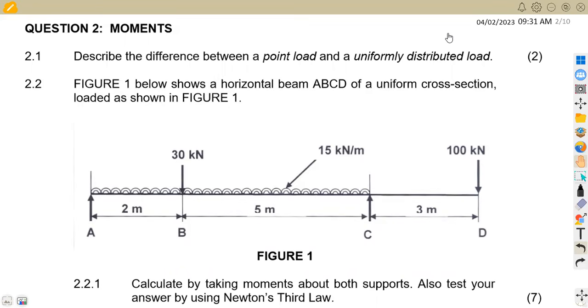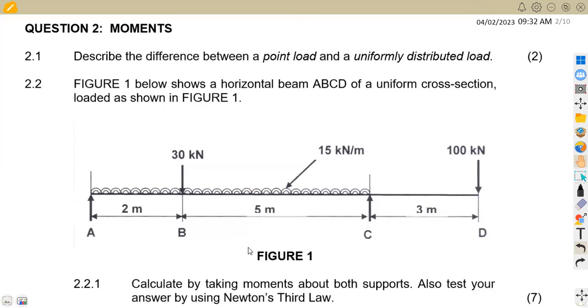Still on engineering science N3, working on moments. We have a question that we are going to focus on from the question paper of August 2015. We are given the first part, question 2.1, to describe the difference between a point load and a uniformly distributed load. A point load is a concentrated load. So what is the difference between these two?